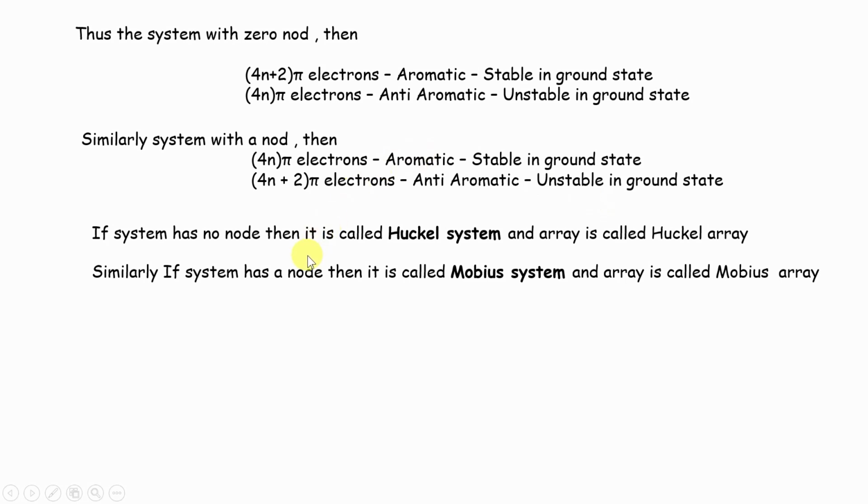If the system has no node, that is 0 node, then it is called a Huckel system. You know, Huckel system having no node, and the array is called Huckel array. While if the system has a node, then it is called a Mobius system and the array is called a Mobius array.